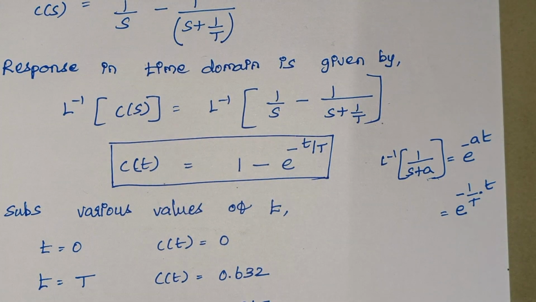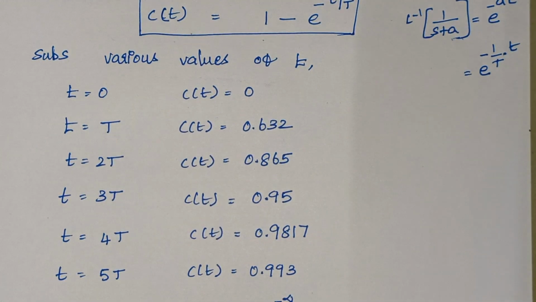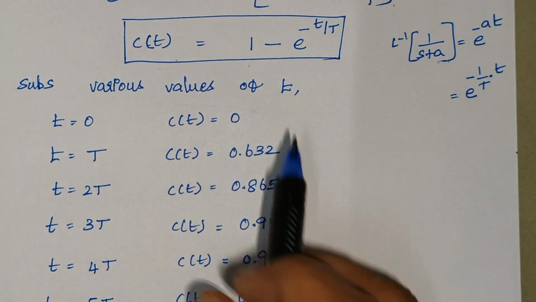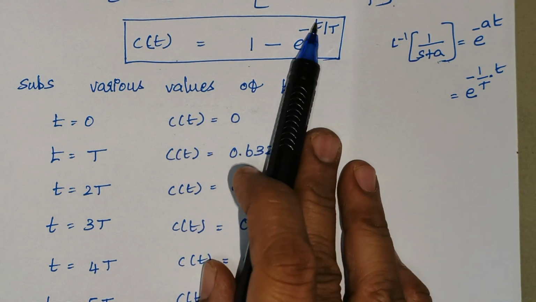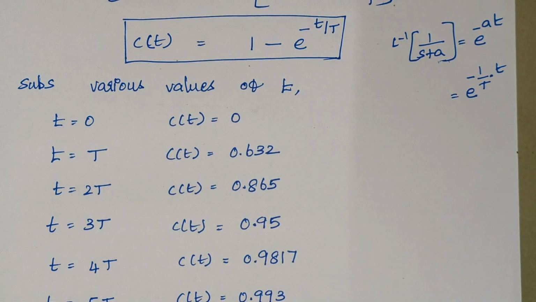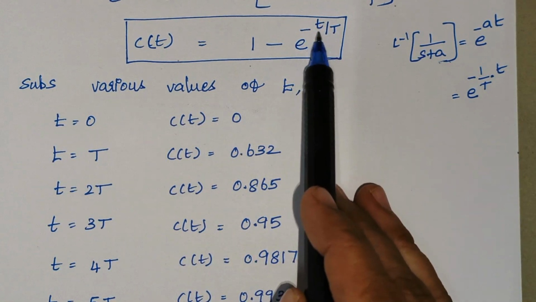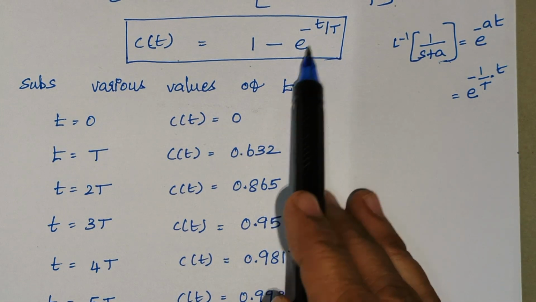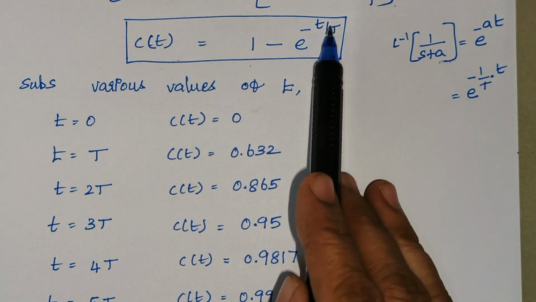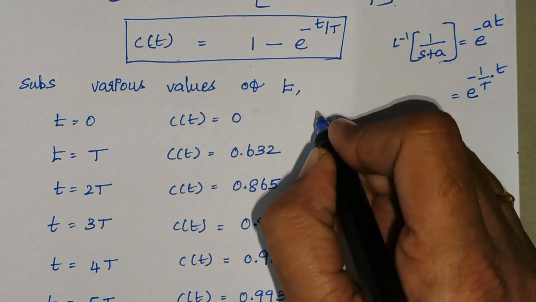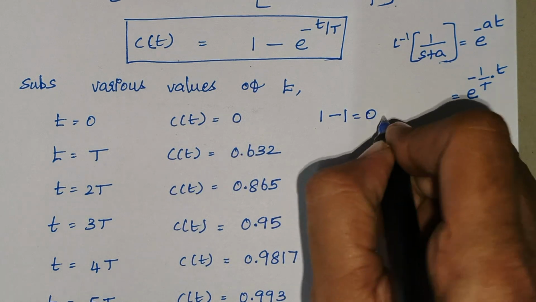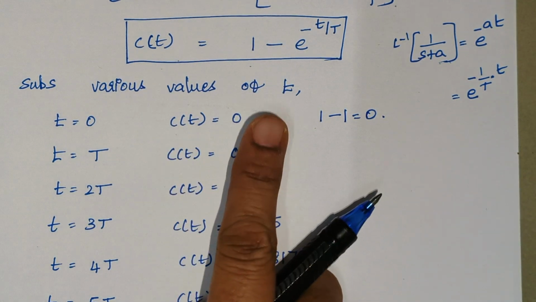And now we are going to draw the graph. For drawing the graph, we are just going to substitute the values here. For t, I am going to substitute random values, and finally I am going to draw a graph. So here, when t is equal to 0, anything to the power 0 becomes 1, right? So here 1 minus 1 becomes 0. So here C of t is equal to 0.